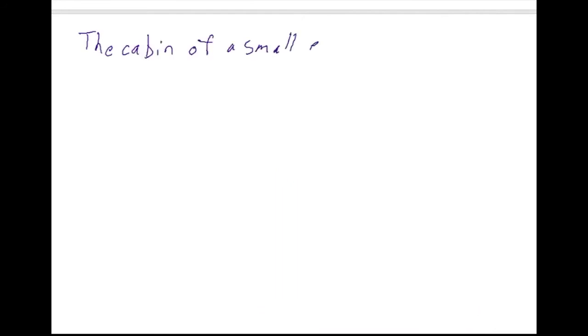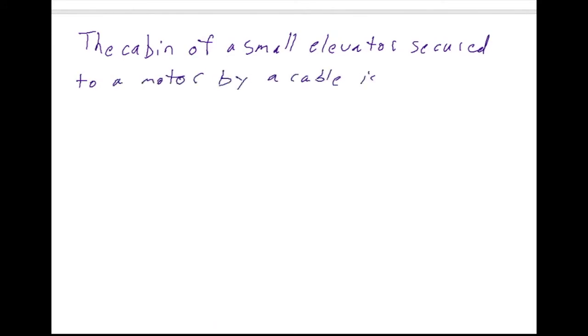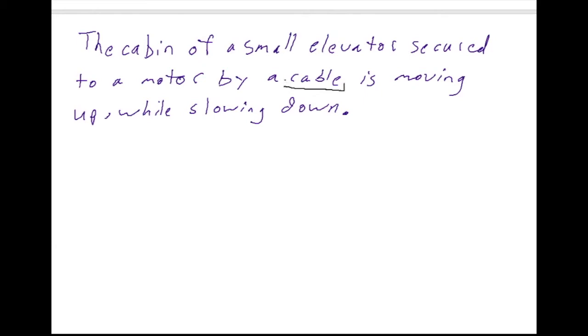All right, guys, let's go ahead and take a look at a cabin of a small elevator that is secured to a motor by a cable and is moving up while slowing down. All right, something important to note about this is the fact that we have an elevator and it's secured by a cable. So a cable is going to mean a rope or a string, something like that. So that's referring to force tension. Another important thing to note is the fact that it is moving upwards, but it's slowing down. Slowing down means that our forces on this elevator are unbalanced.